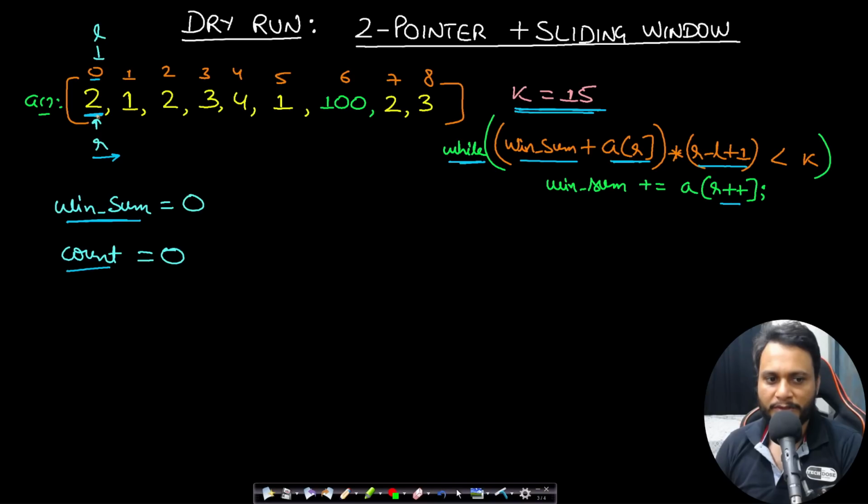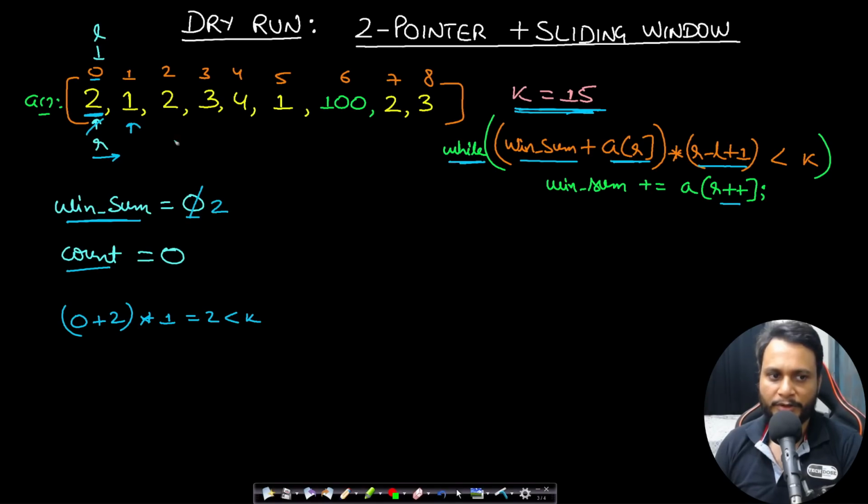So can I include this 2? Well, the window sum is 0. So if you add 2 to it and multiply by the length, which is R minus L plus 1, which is 1, it will be 2. Is this 2 less than the k value which is 15? Yes. So I can include this. I will increase the window sum and I will move this right pointer to the right hand side. Now my goal is to find the largest window starting at 0 which is valid.